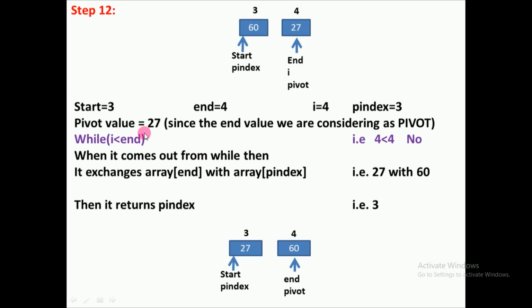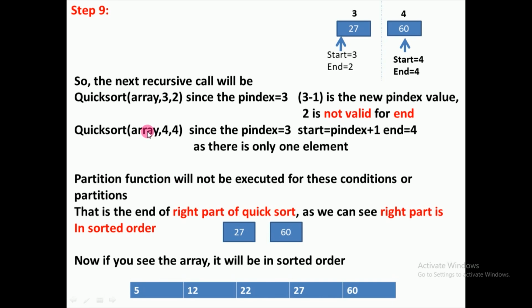Now the pivot element 27 is exchanged with 60 and p index is returned back. So start, p index, you can see p index is pointing to 3 and the values in the array are 27 and 60. So the next recursive call will be like quicksort array comma 3 comma 2.